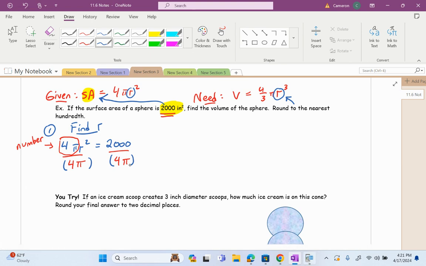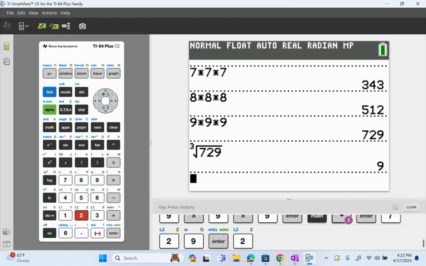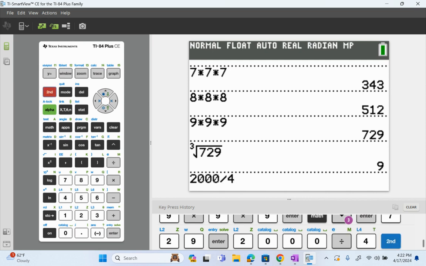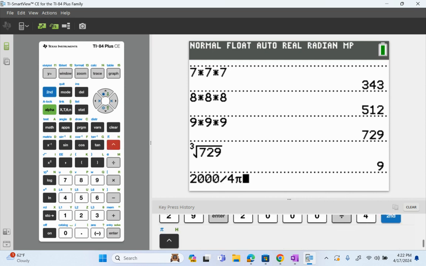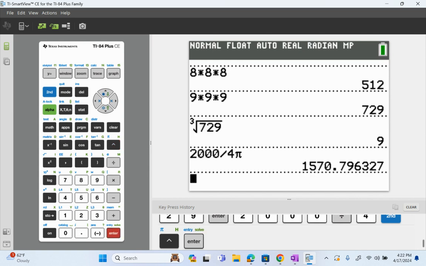I'll show you what happens. If you type in 2,000 divided by 4 pi without parentheses, that is not the way to type it in. What your calculator is going to do is divide 2,000 by 4 first, and then multiply your answer by pi. But you want the 4 pi to be in the entire denominator, so this would not be correct.